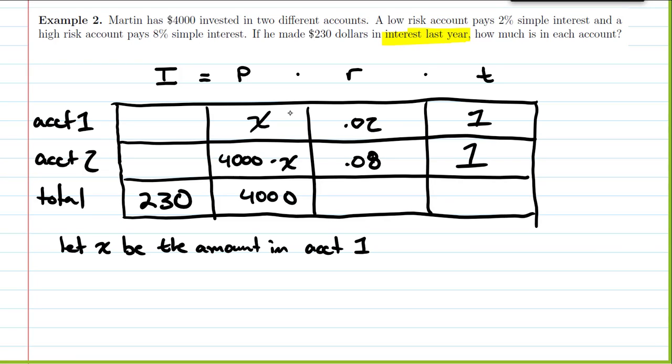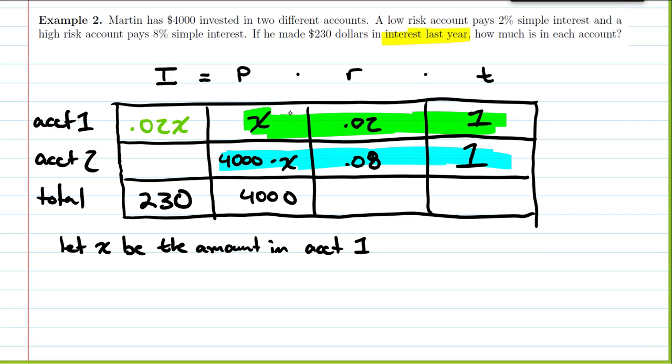So now that we've filled out our table, we'll notice that our model tells us that I, the interest earned, is equal to P times R times T. I can use these values to fill in the interest in account 1. So it's going to be X times 0.02 times 1. So that gives me 0.02X. And similarly, I can do the same thing for account 2, P times R times T. So 4,000 minus X times 0.08 times 1 would give me 0.08 times 4,000 minus X.